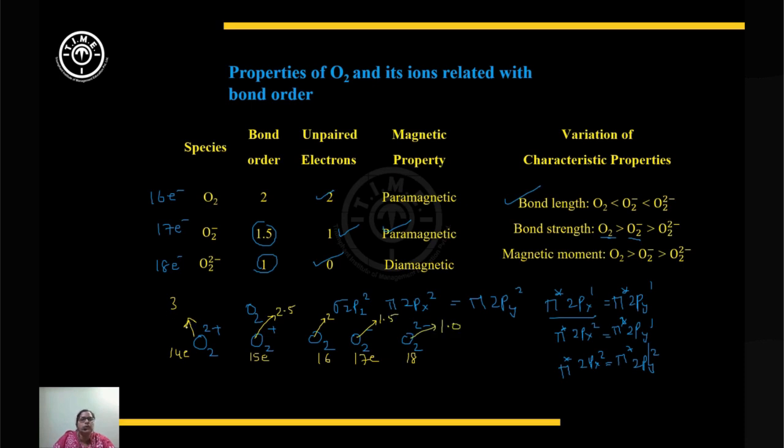This is the shortcut method to remember the bond orders: O2 2 plus to O2 2 minus, so 3, 2.5, 2, 1.5, 1.0. If we remember the bond orders, then we can compare the bond length in all the 5 cases. Similarly, bond strength, and also the magnetic moment from the configuration or by knowing the number of unpaired electrons.